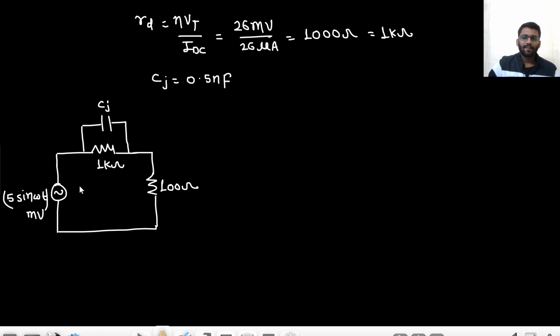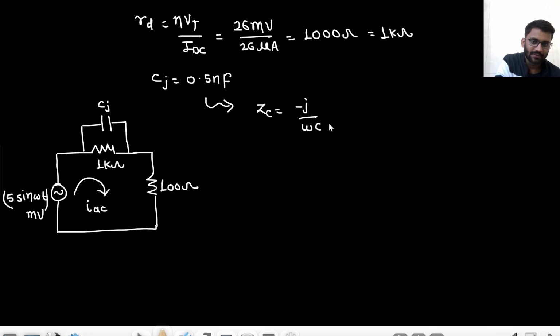What will be the current? Current IAC, you can say. What will be the current? Voltage upon total resistance. Now you have to find the resistance provided by this capacitance, that is ZC, that is minus j by omega C. That means minus j by omega is 2 into 10 to the power 6 into 0.5 into 10 to the power minus 9.